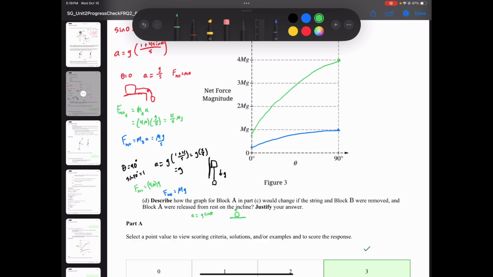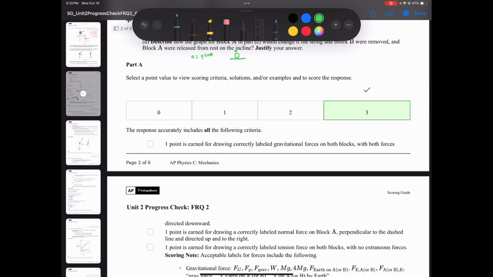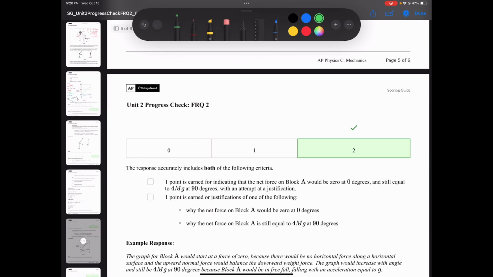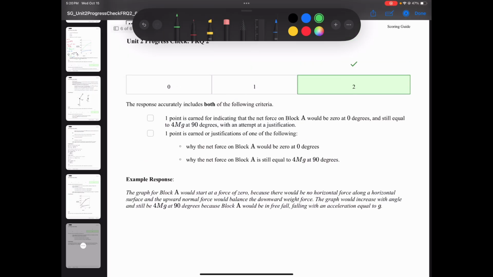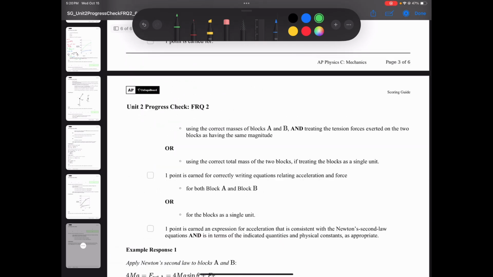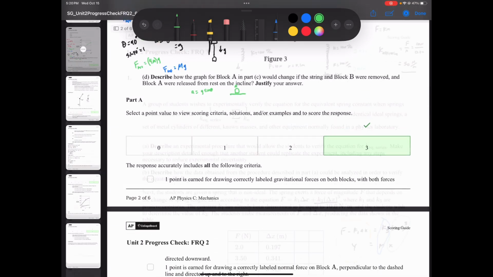Would change if the string in block B were removed and block A were released from rest on the incline. The only thing that would change is that it would still have the same maximum value, but its initial value when theta equals 0 would have to be 0. All right, and that's pretty much what they say here. So it would start with 0, because there's nothing pulling it, okay? And it would still have the same maximum value of 4mg, and that's basically it.